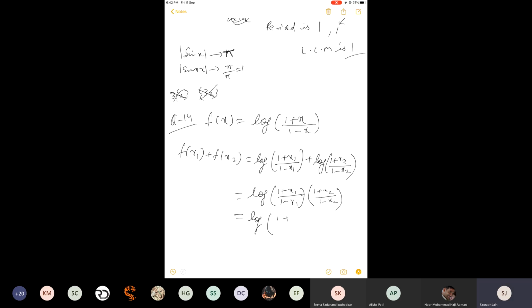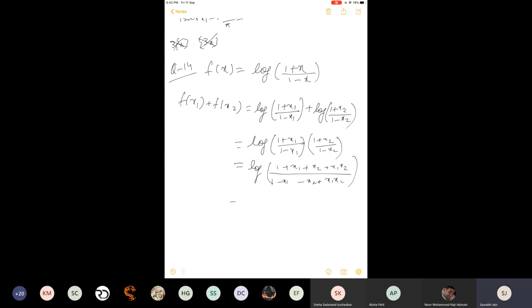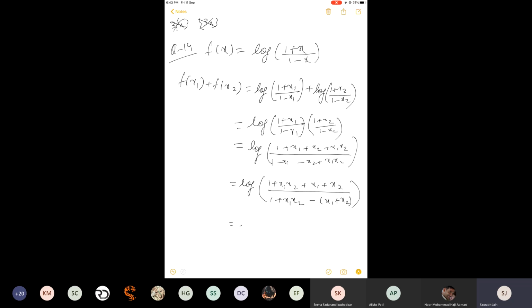This will be 1 plus x1 plus x2 plus x1 x2. In the denominator, it will be 1 minus x1 minus x2 plus x1 x2. Now this can be rearranged like this. Okay, I have rearranged it like this. And finally, please note the last step. I have divided numerator and denominator by 1 plus x1 x2.